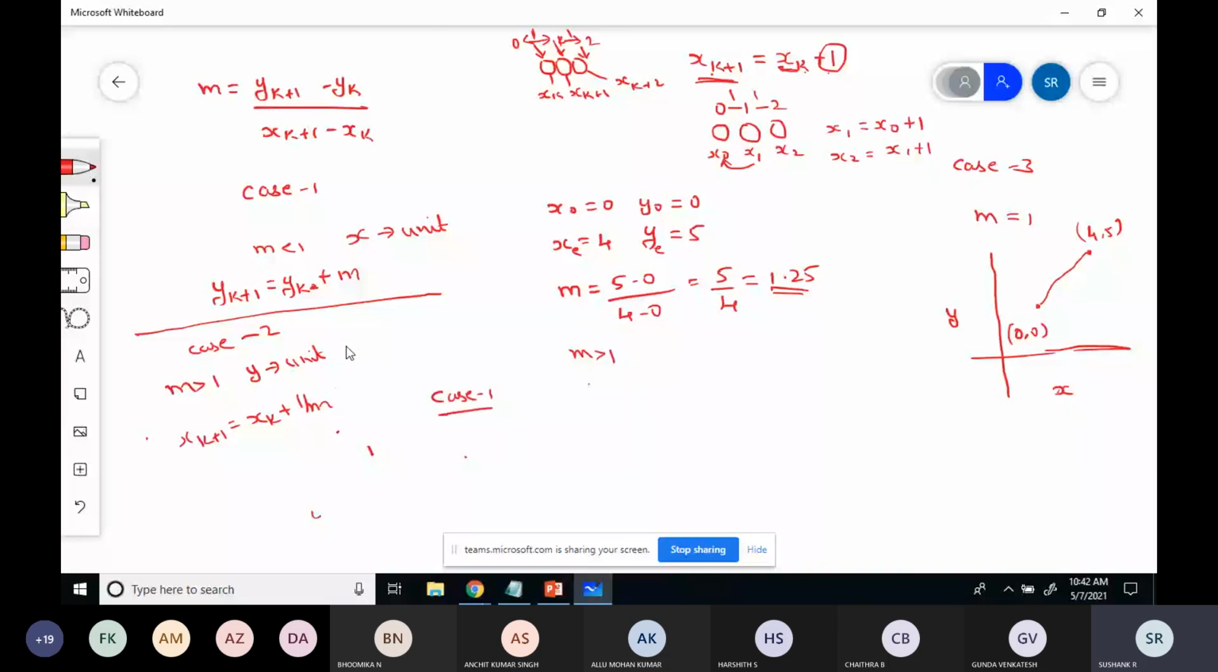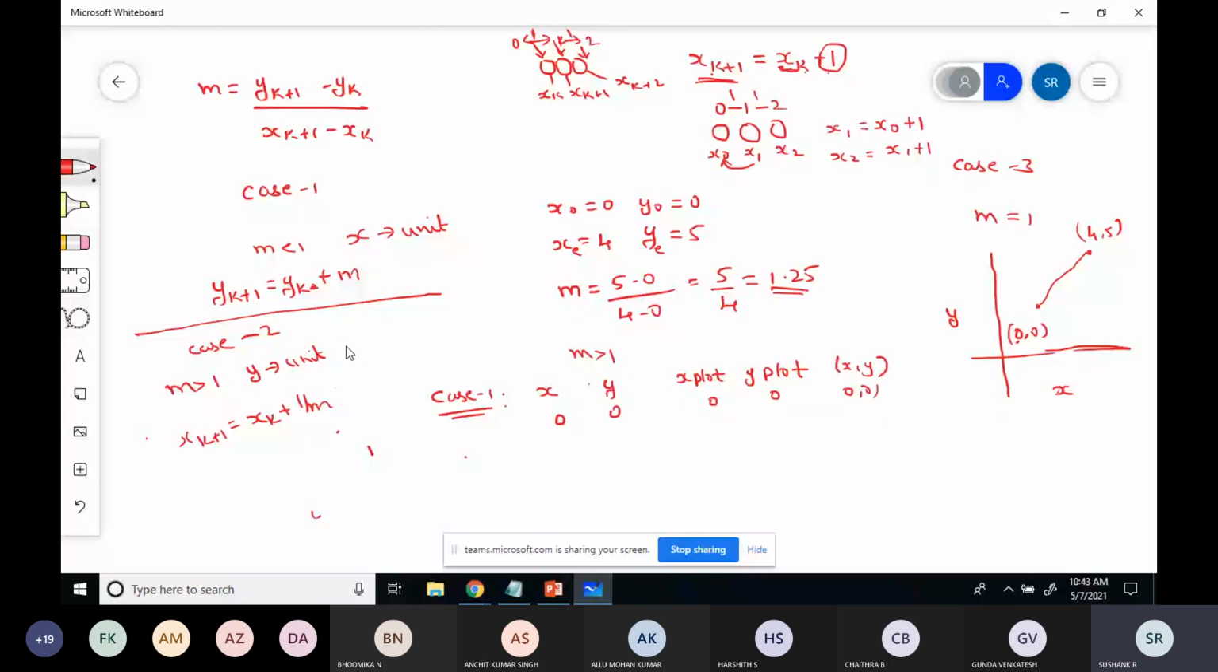So case 1, what will be the scenario? X will move in unit interval and y will get the corresponding value. So now x, y. Now for this x, y, what will be the plot? X plot, y plot, then x comma y position. What is the initial position of x? 0. What was the initial position of y? 0. So in the x plot also 0, 0, 0 comma 0.